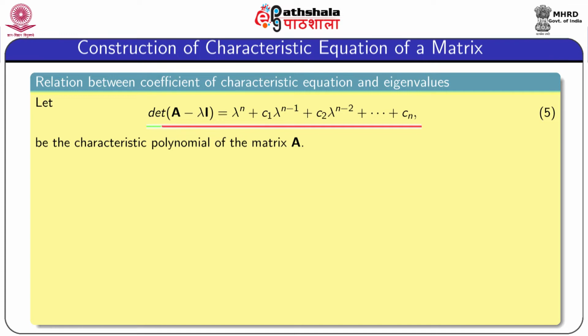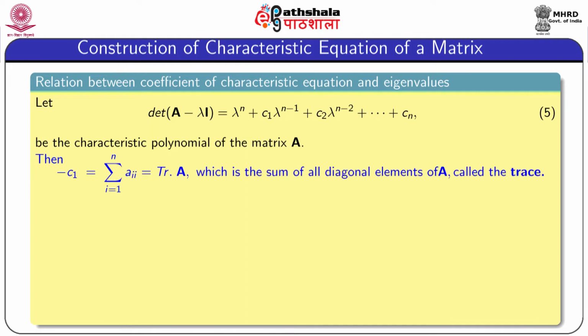Let determinant of (A minus lambda I) equal to lambda to the power n plus C1 lambda to the power n minus 1 plus C2 lambda to the power n minus 2 up to Cn be the characteristic polynomial of the matrix A. That means the explicit form of the equation 3 is written as in equation 5. Then minus C1, the coefficient of lambda to the power n minus 1, is equal to the summation over i equal to 1 to n of aii, which is equal to the trace of the matrix A.